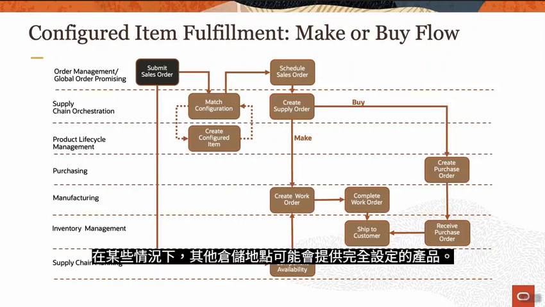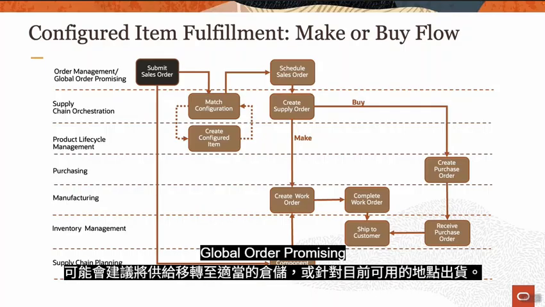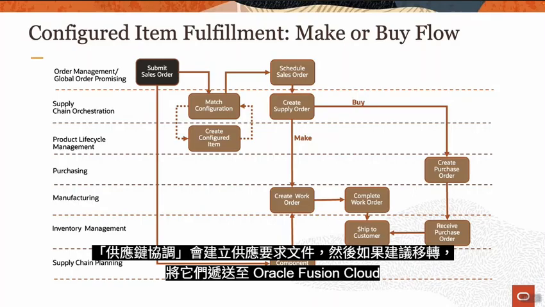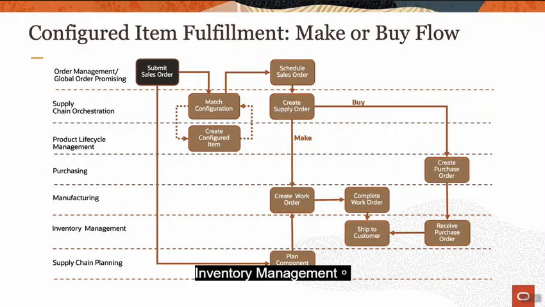In certain cases, the exact configured product may be available in another warehouse location. Global Order Promising may recommend that supply be transferred to the appropriate warehouse or be shipped from the location where it is currently available. Supply Chain Orchestration creates the supply request documents and then delivers them to Oracle Fusion Cloud Inventory Management if a transfer is recommended.